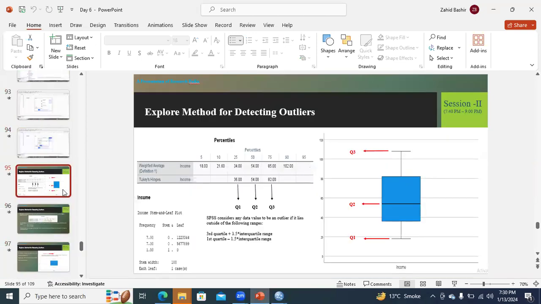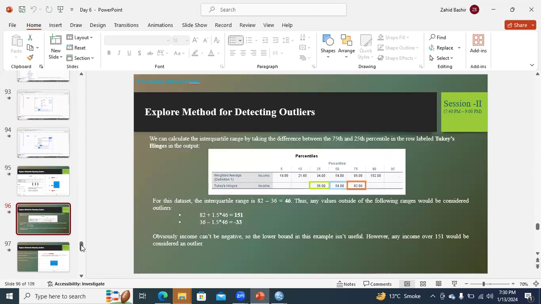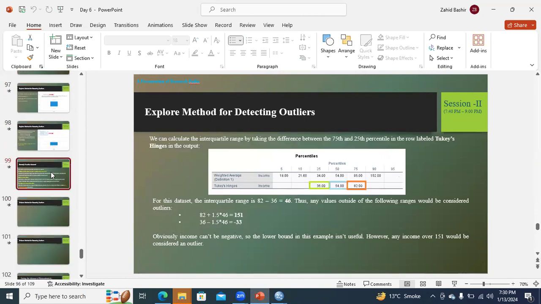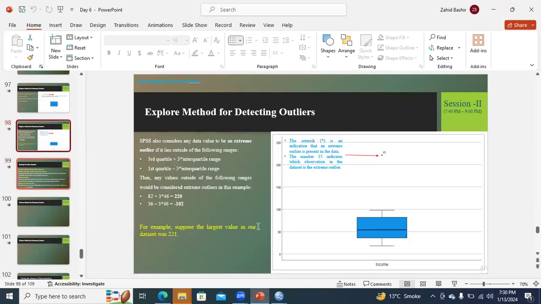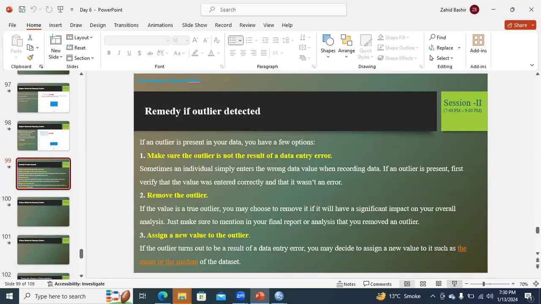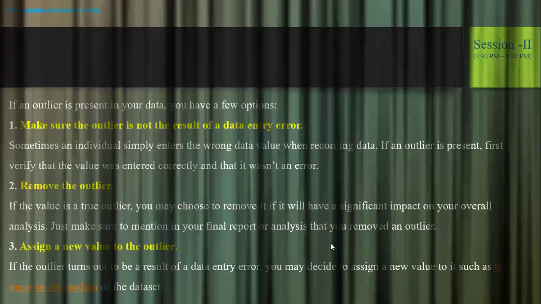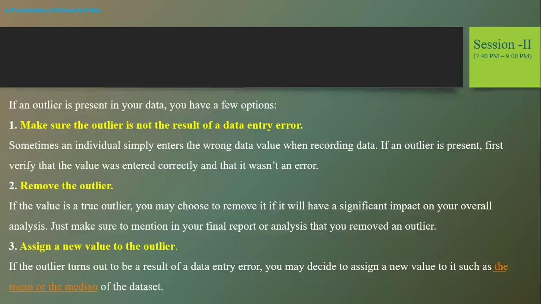And this was also explained. So, the remedy if an outlier is detected. If outliers are detected, what to do next? Whether we can keep it, or we can remove it. There are different strategies that you can apply if an outlier is detected.